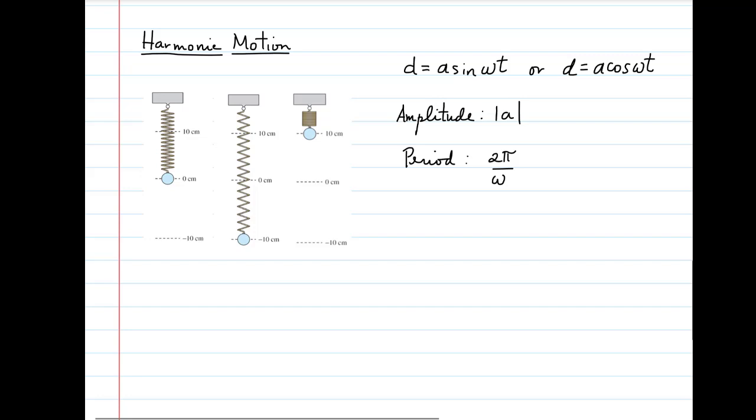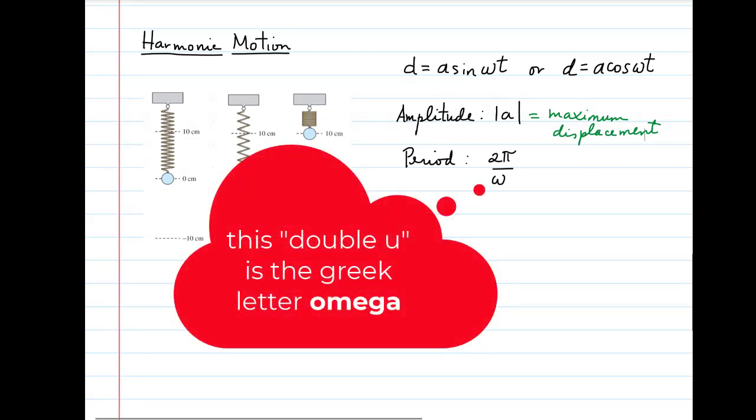If you compress it, it goes 10 centimeters the other way in the positive direction. So that's going to be described by the amplitude here. So we can say this is the maximum displacement, and we already know that's our amplitude there. And the period of these functions is going to be calculated, just like we know already, by 2 pi over this w here, the coefficient in front of the t.